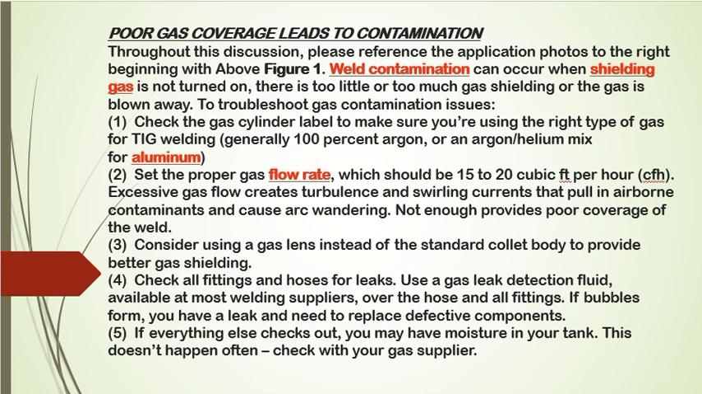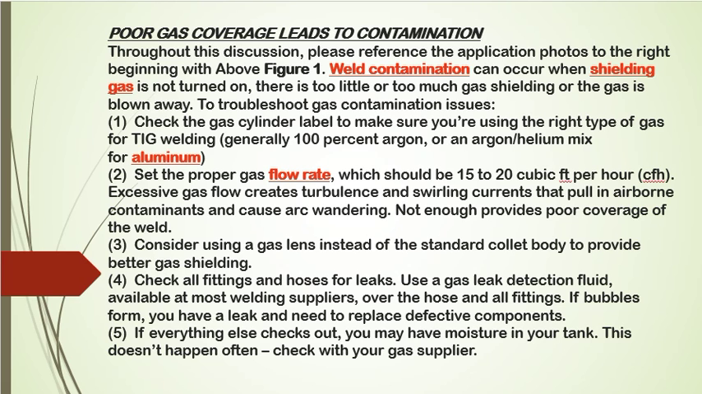To troubleshoot gas contamination issues, first check the gas cylinder level and make sure you are using the right type of gas. What is the right type of gas? If it is TIG welding, generally we use 100% argon. If it is aluminium, then you have to use an argon or helium mix. So before TIG welding, we have to check the cylinder level and make sure we are using the right type of gas.